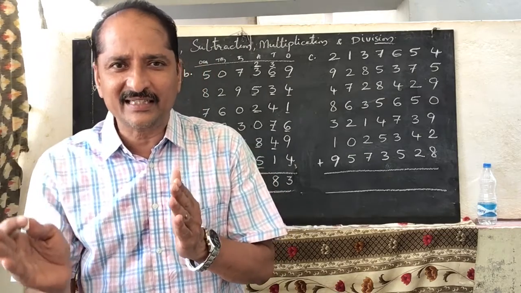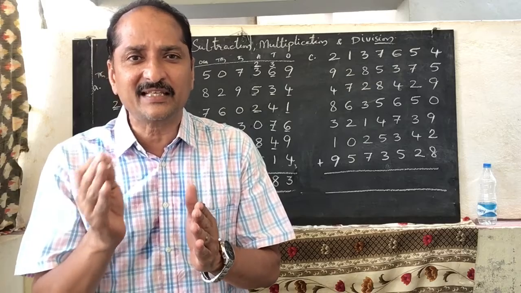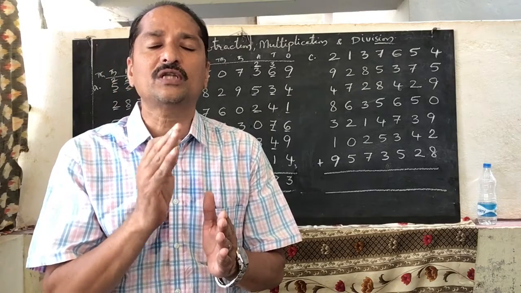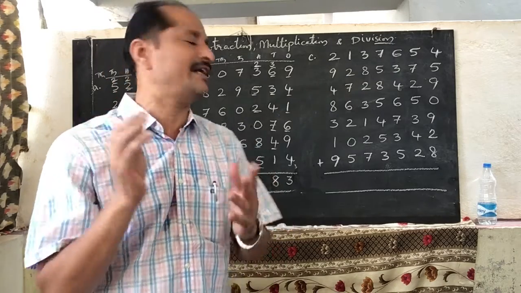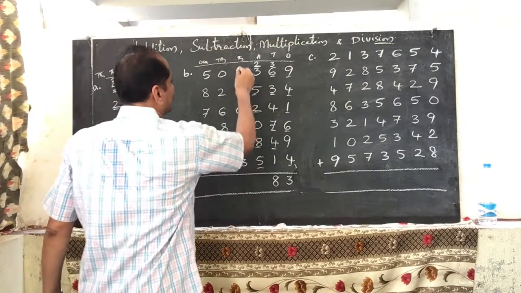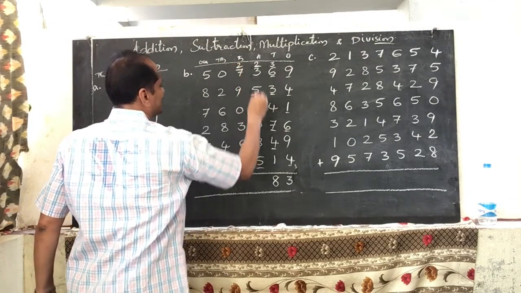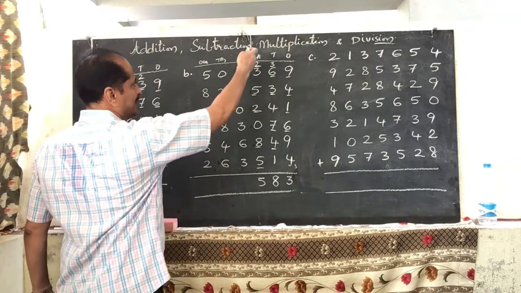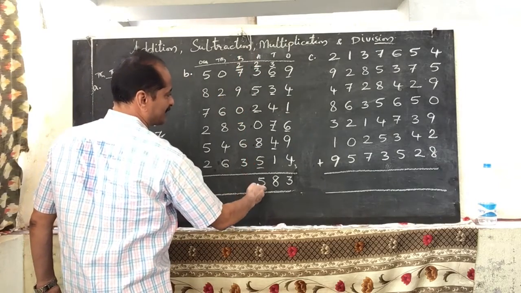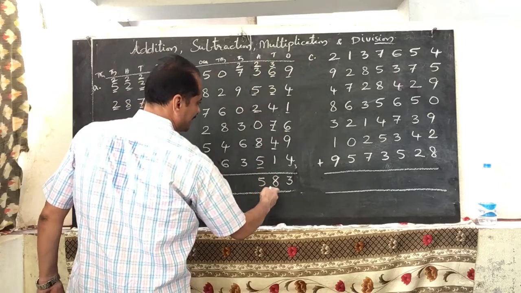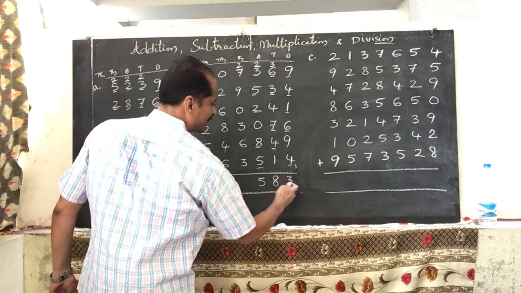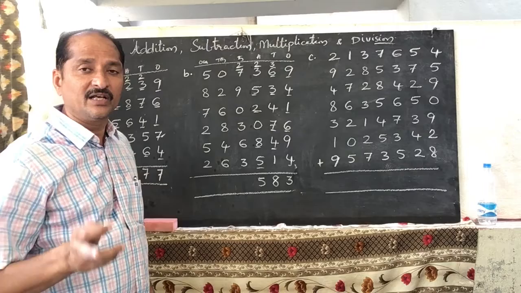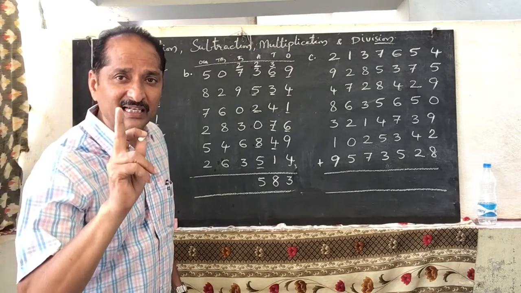25 hundreds means 5 hundreds and the next greater than hundreds place thousands. So 2000s and 500. So 25 you can write like this. 2500. So see, hundreds place under hundreds place we are writing, tens place under tens place we are writing, ones place under ones place. Very, very important this is. If you are writing like that only, you will get exact.